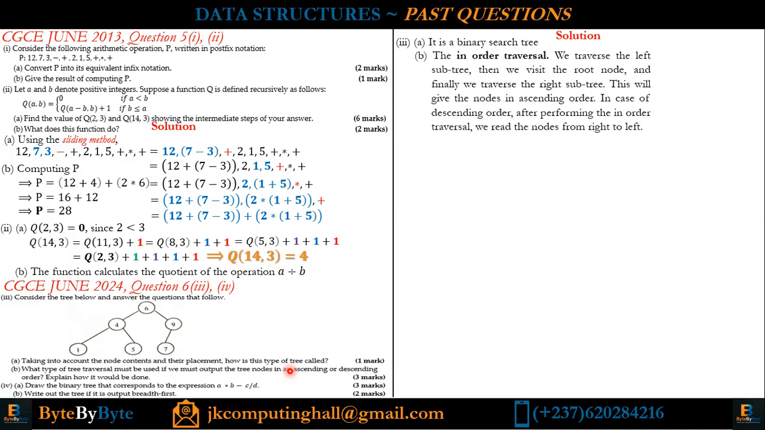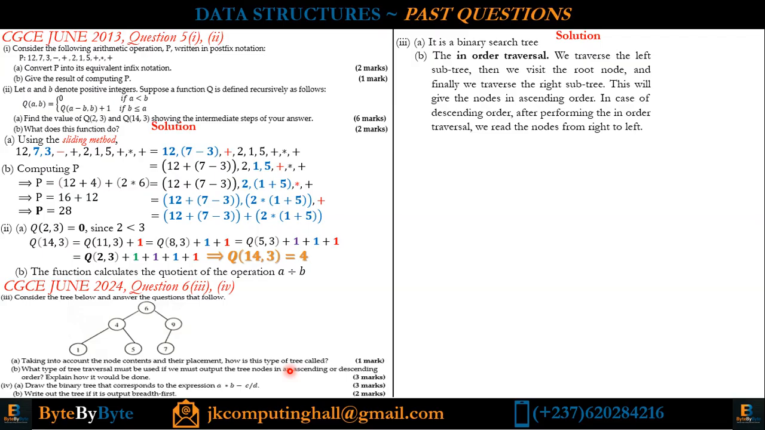In the in order traversal, we traverse the left subtree, then we visit the root, and finally we traverse the right subtree. This will generate the nodes in ascending order. In case of descending order, after performing the in order traversal, we read the nodes from right to left. Or a student could say, in case of descending order, we traverse from right to left. It is still correct.